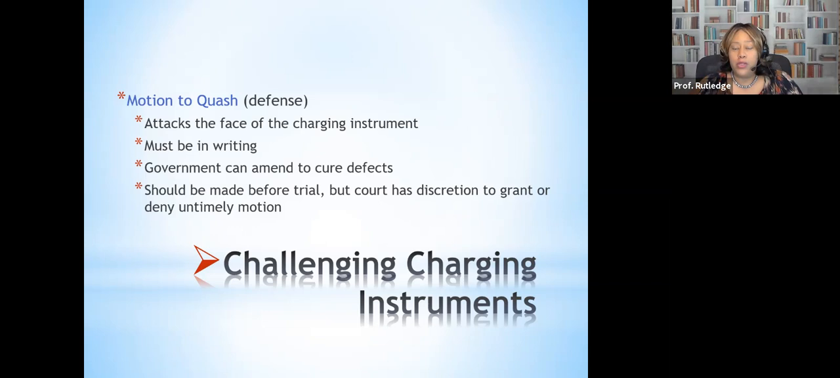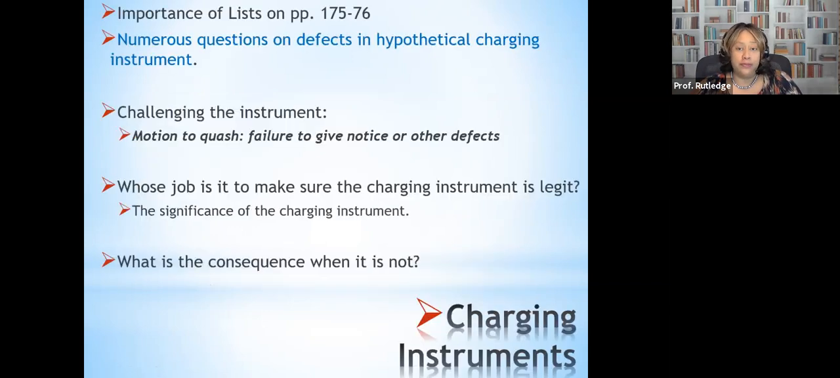The whole point of a motion to quash is to attack the face of that charging instrument. It has to be in writing. It should be made before trial, but the court does have discretion to grant or deny an untimely motion. So charging instruments, I've already given you kind of a hypothetical. The job of making sure it's a good charging instrument, if there's any problem, that's on the prosecutor.